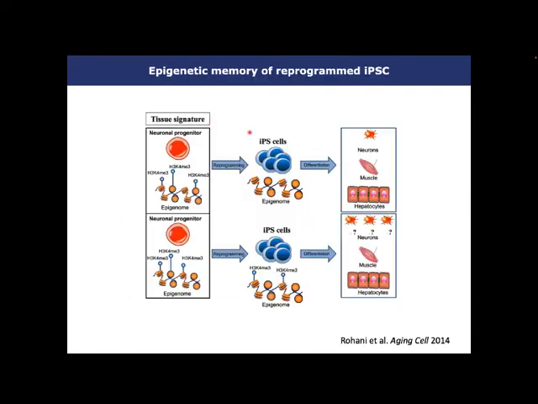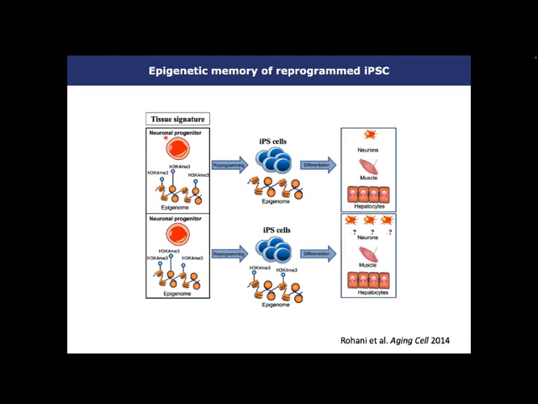So, another important aspect is the epigenetic memory of reprogrammed iPSCs, because the reprogramming process cannot completely erase all the epigenetic information. The concept is that the resultant iPSCs still have some epigenetic marks which are not erased during the reprogramming process. And those marks, the epigenetic memory, drive the differentiation more preferentially to the original cell type.